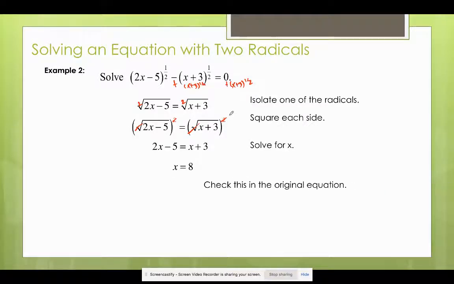Again, make sure you're checking your answer, plugging back into the original equation. If it doesn't work, it's extraneous. If it does work, if it does make that original equation true, then we're good to go.